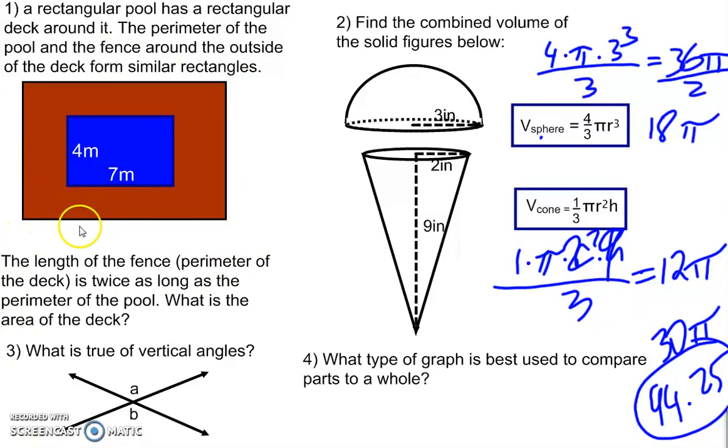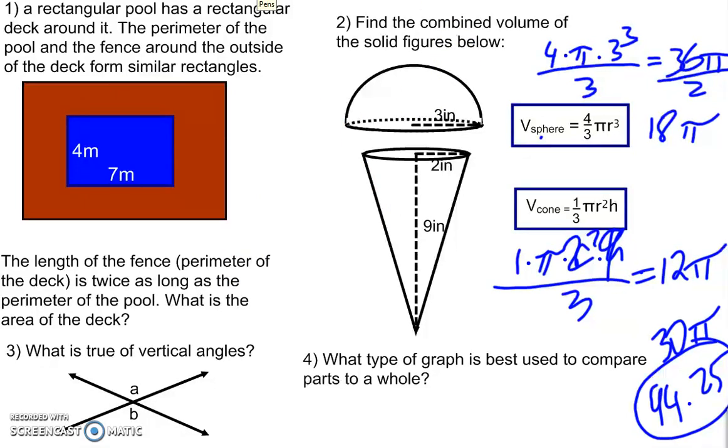Okay, so we have to find the dimensions of this. They told us that the perimeter of the deck, or the length of the fence, is twice that of the perimeter of the pool. So we can just double the dimensions. That gives us 14 and 8. But then we have to remember to subtract the area of the pool because the pool is not part of the deck. So don't forget about that.